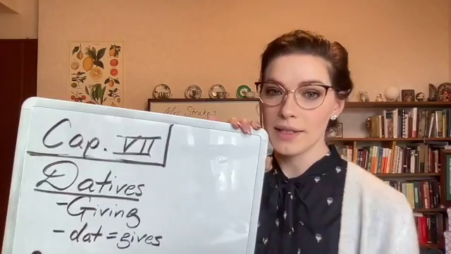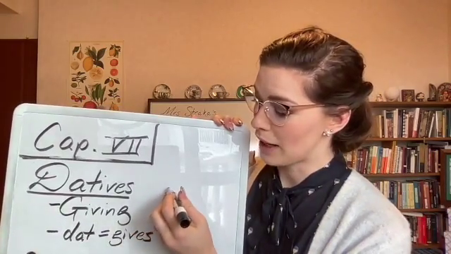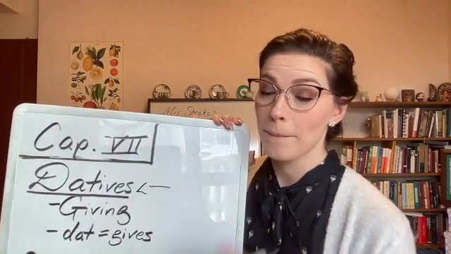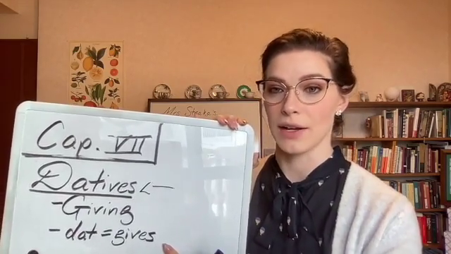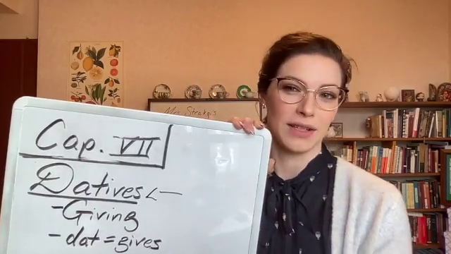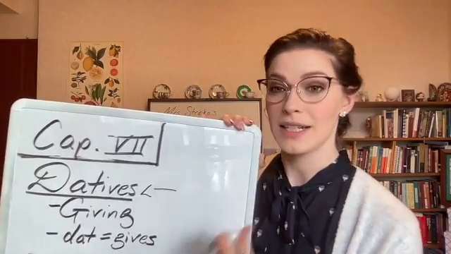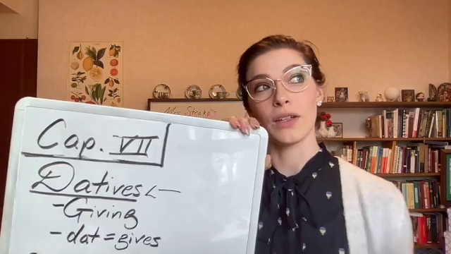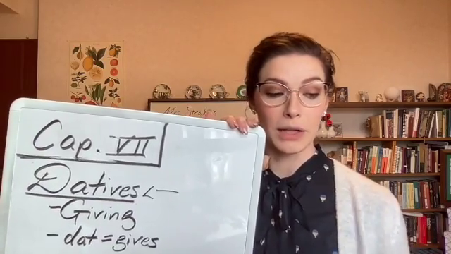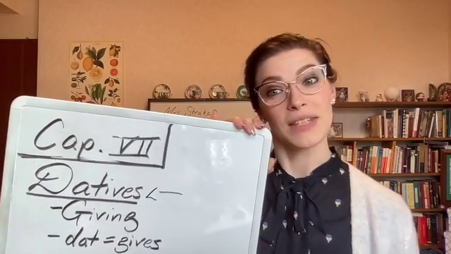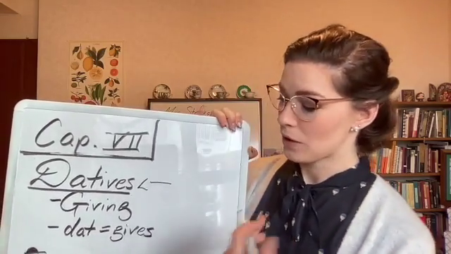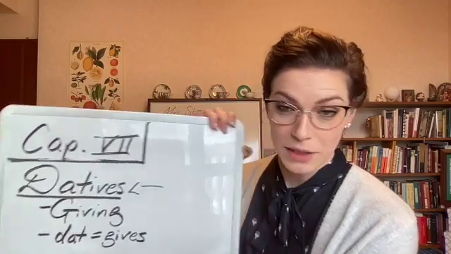The word dative looks a little bit weird here, but it comes from the Latin verb dat, which means gives. I know it's spelled D-A-T, but it's pronounced dat. So dat means gives. So you could say Julius dat malum Marco. Julius gives the apple to Marcus. So that's where that comes from.